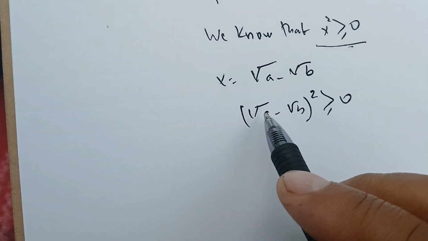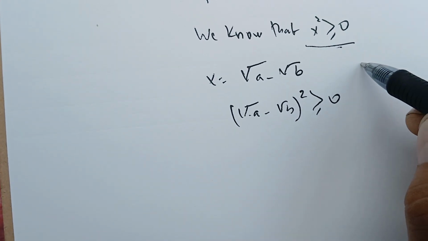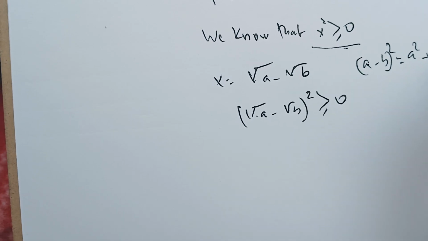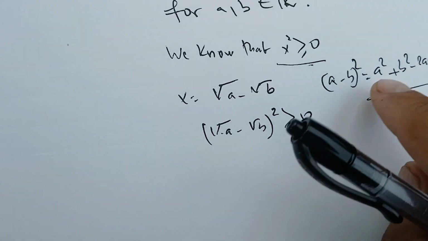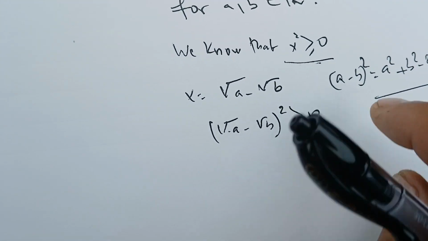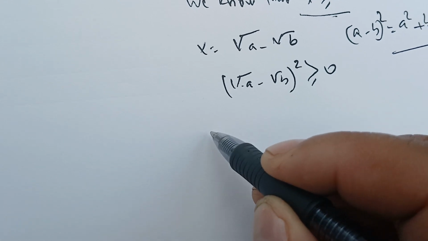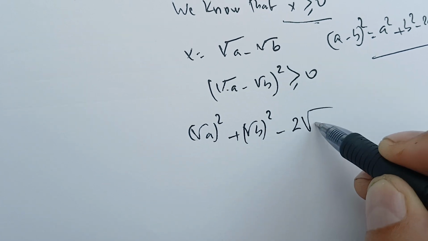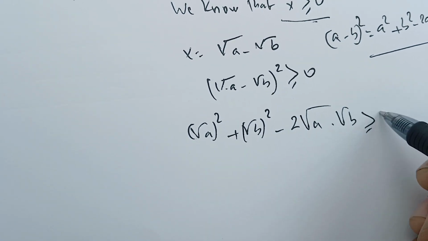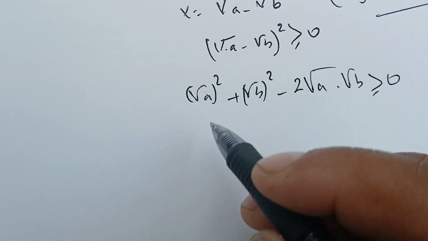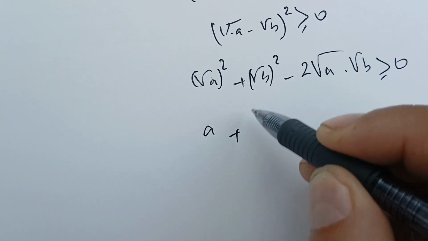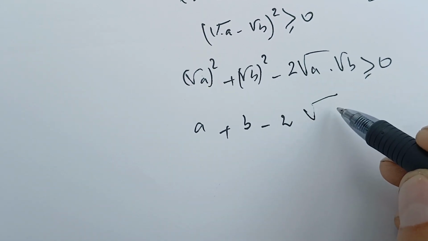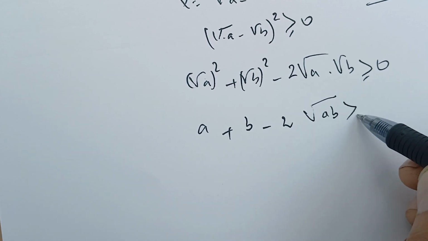Now we use the fact from algebra that (a − b)² is a² + b² − 2ab. So we know this famous identity. So now we have (√a)² + (√b)² − 2 times √a times √b is greater than or equal to 0. The square root of a squared, with a positive, is a. The same thing for b. Minus 2, a and b are positive, so the square root of a times the square root of b is the square root of ab, greater than or equal to 0.